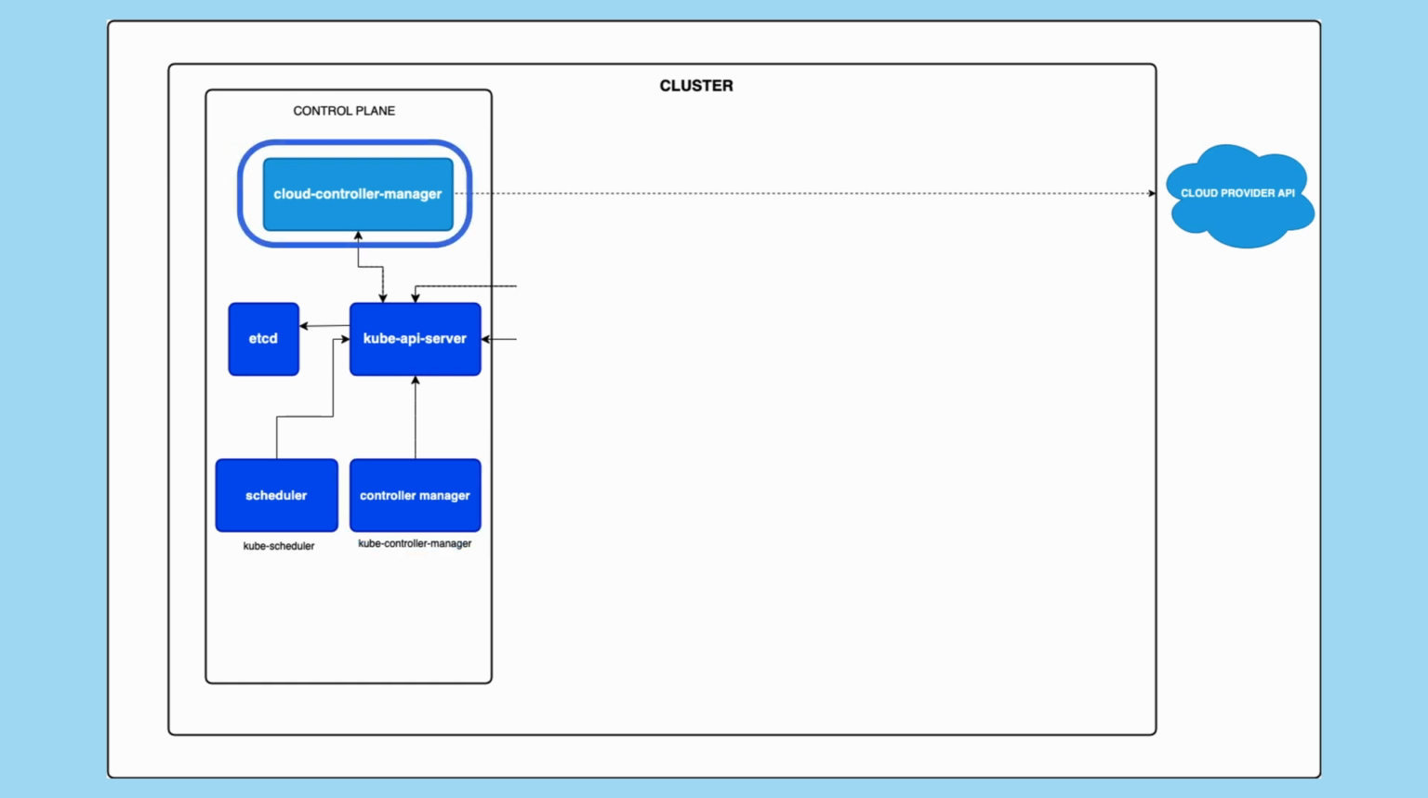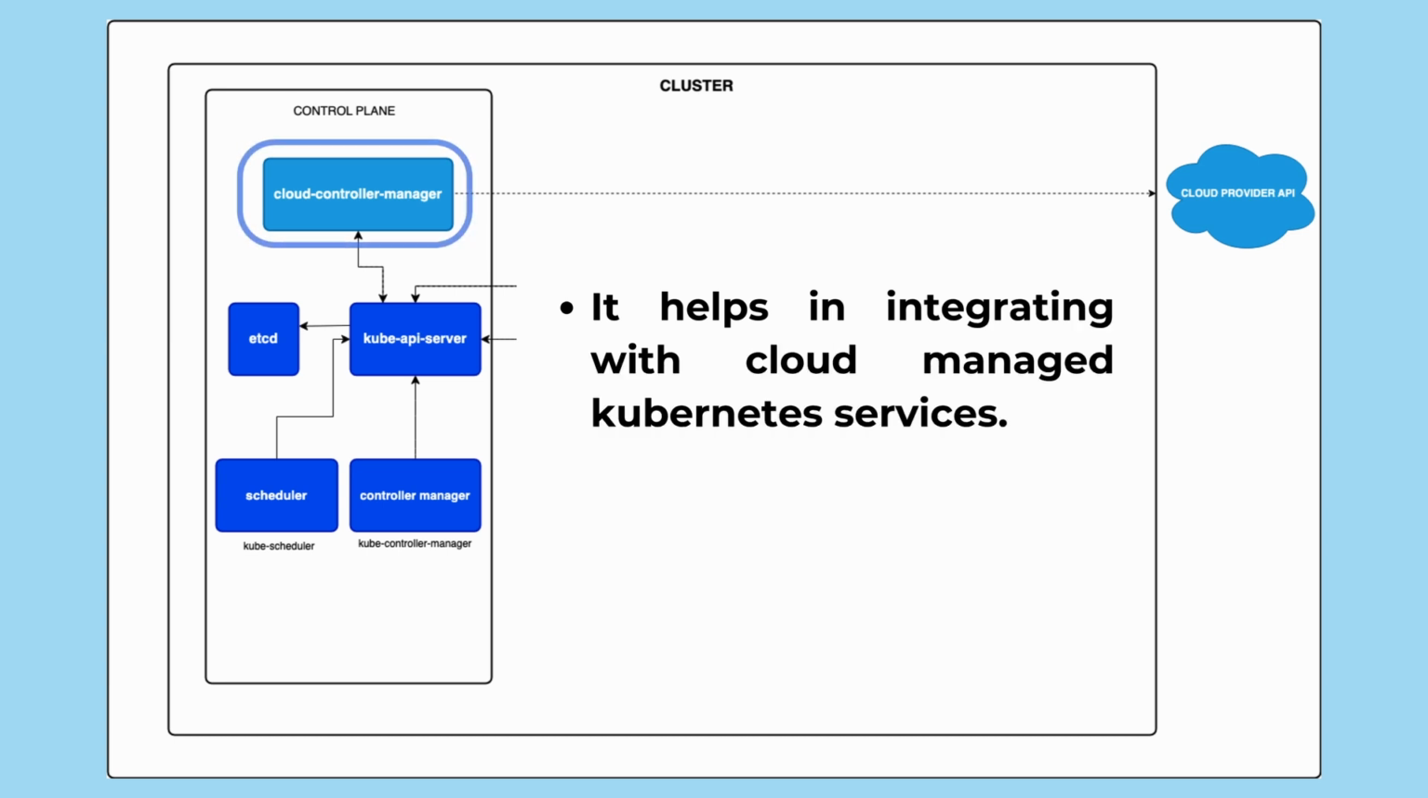Cloud controller manager. This controller comes into picture when we use a cloud managed Kubernetes service. Like if we need our traffic to be distributed using a load balancer, then this component talks to the cloud API and creates the load balancer. Basically, it helps in integrating with cloud providers like Azure, AWS, etc.